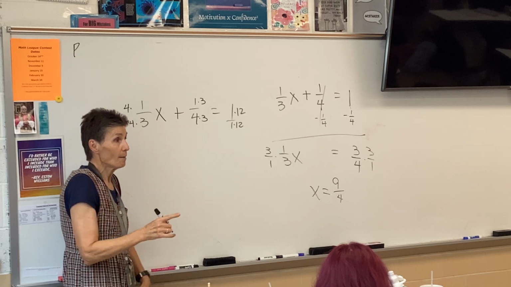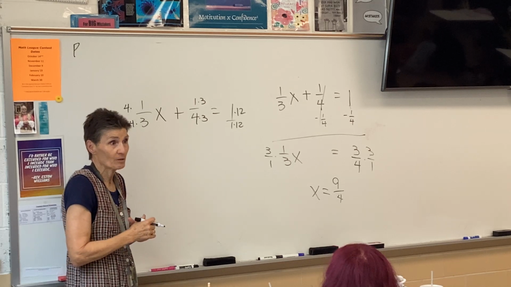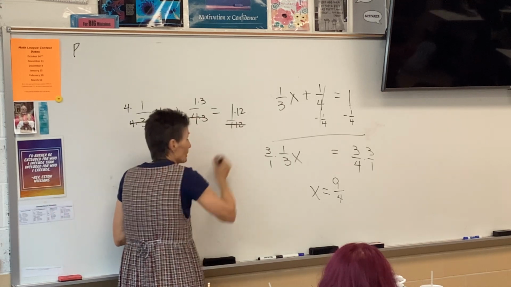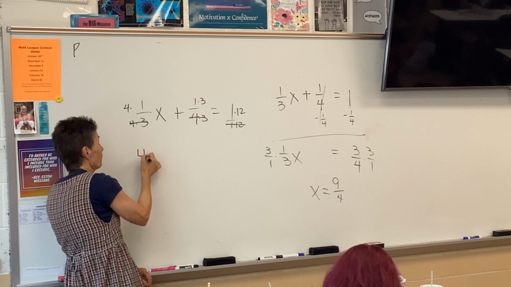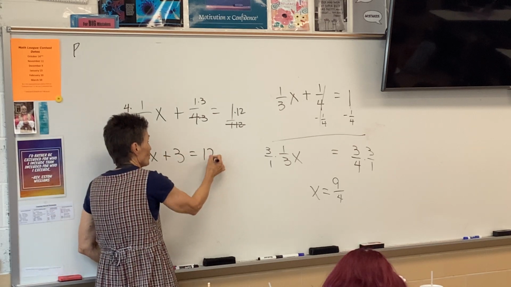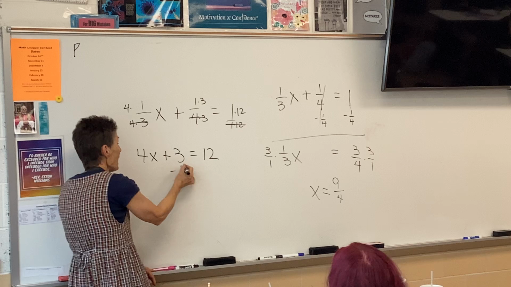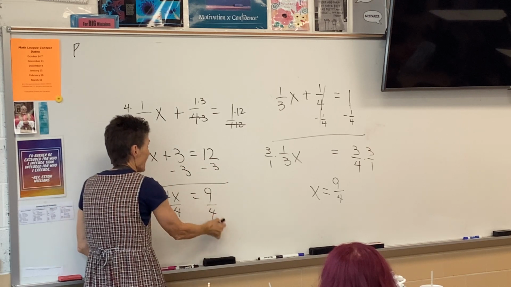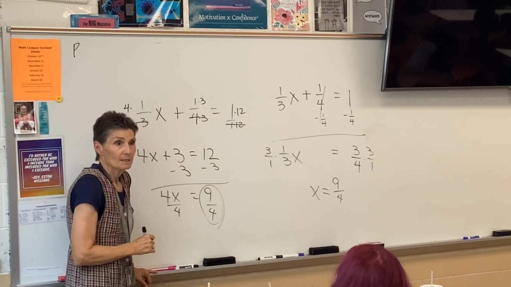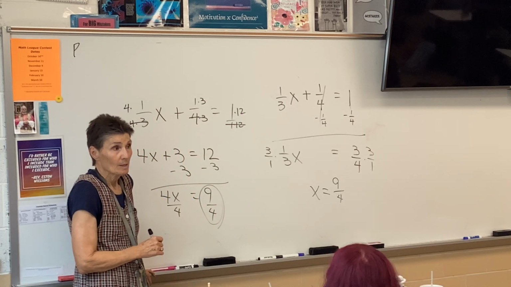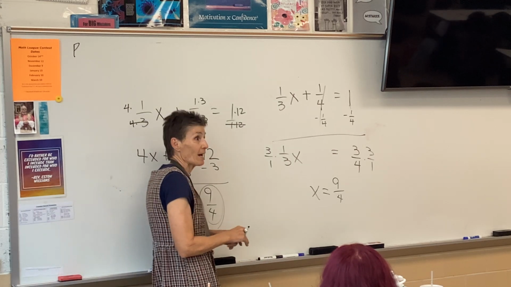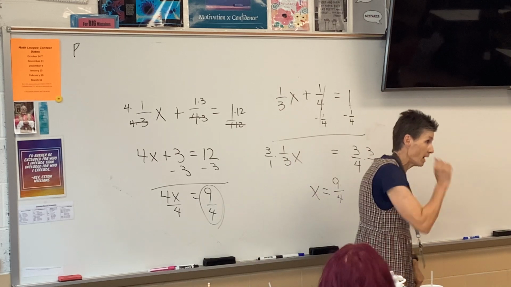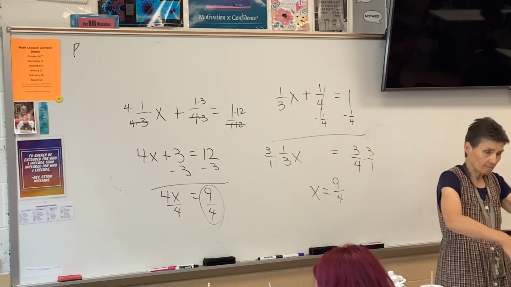Do all the denominators now match? Are all the denominators 12? And as soon as they all match, you get rid of them. So 4x plus 3 equals 12. Now I have a simple little equation to solve. And look at the answer I get, guys. It's the same. So if you don't want to do fractions, get rid of them. How do you get rid of them? Make all the denominators the same.